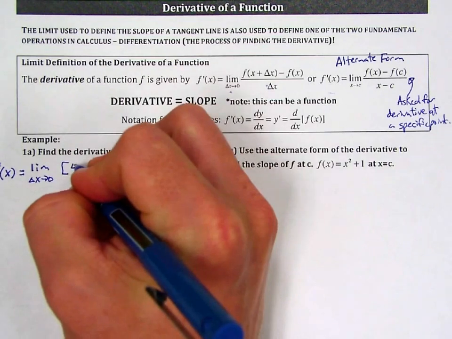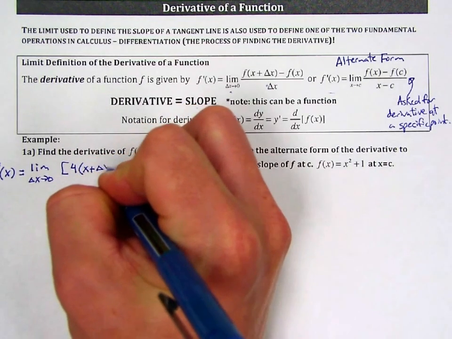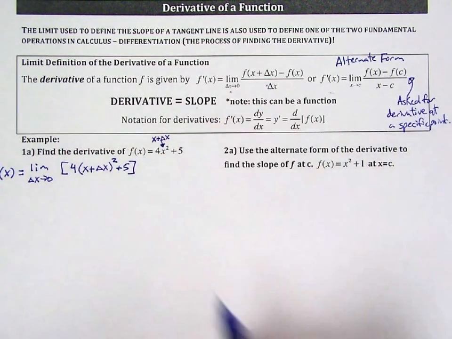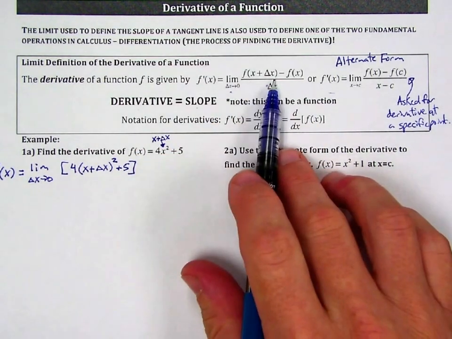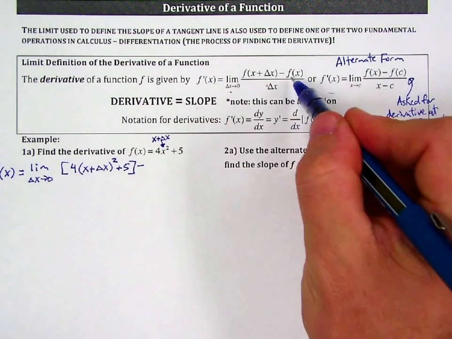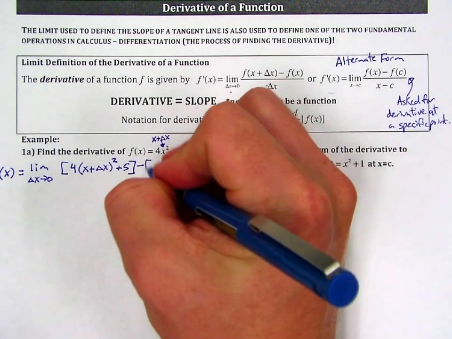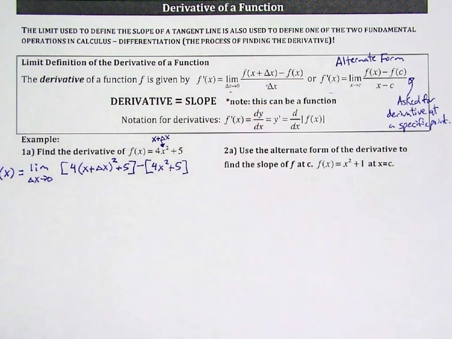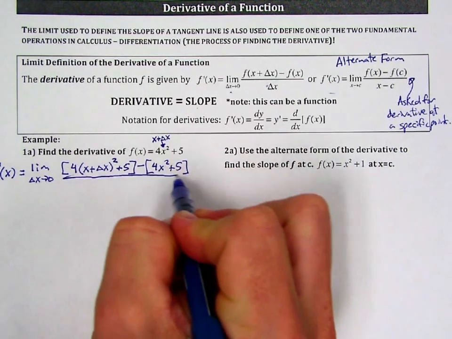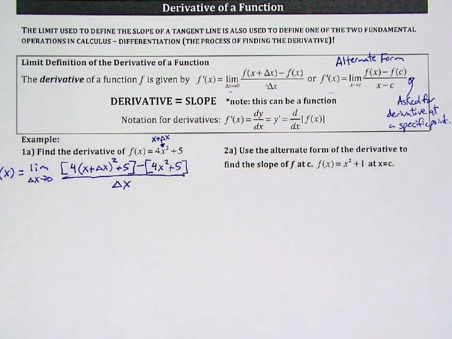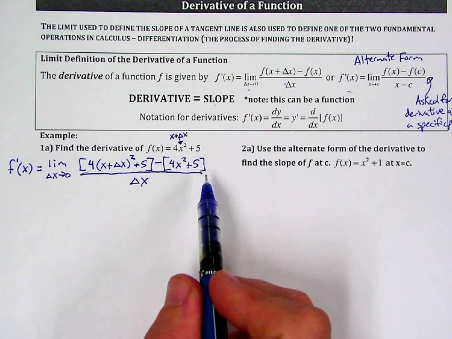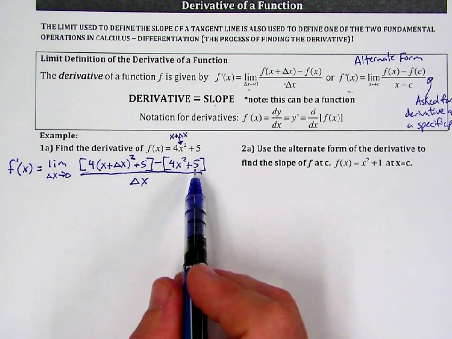So we have 4 times x plus delta x squared plus 5. So remember, that's our first f. Then minus our second f, which is just f of x, and all we have to do is rewrite the function, 4x squared plus 5. And all this is divided by delta x. So setting this up is probably the most difficult part, and now it just becomes algebra to simplify this thing.